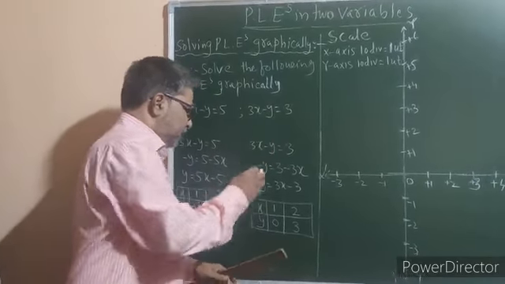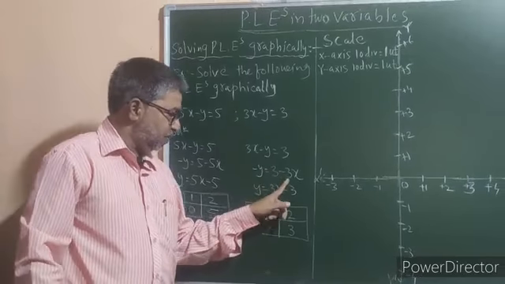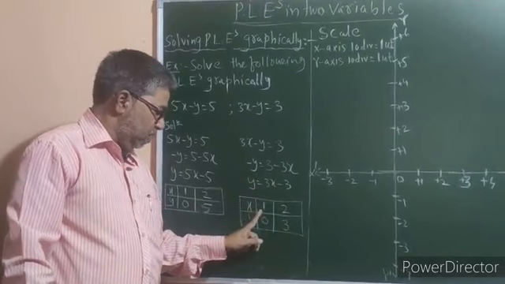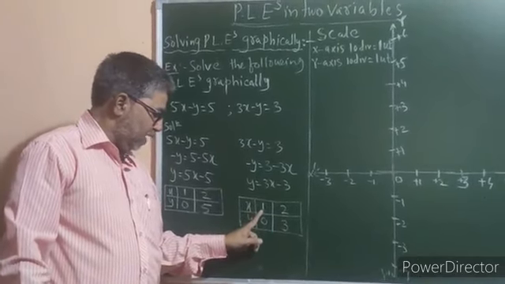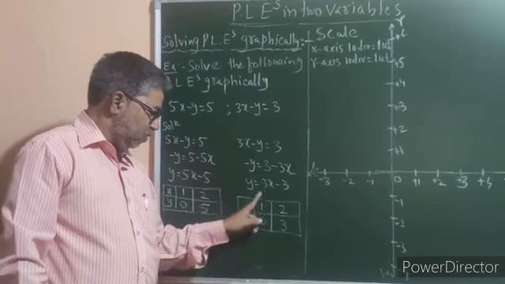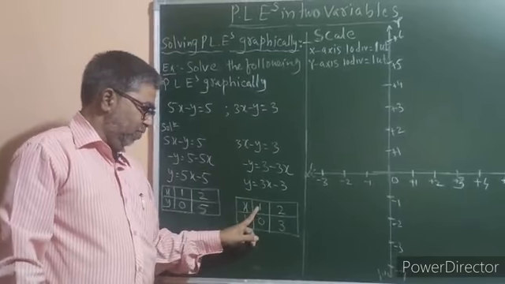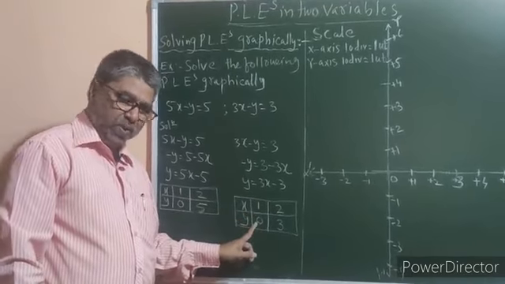Now coming to the second equation, 3x minus y is equal to 3. So minus y is equal to 3 minus 3x. Y is equal to 3x minus 3. If the value of x is taken as 1, 3 1s are 3. 3 minus 3 will be 0. If x is 1, y will be 0.